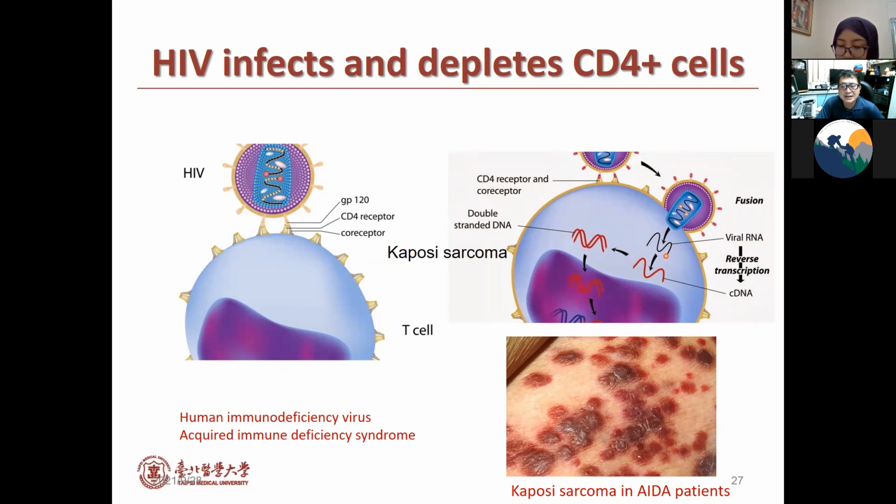So you can see this kind of sarcoma cancer appear in the patient. That's the sign. Kaposi sarcoma is a sign for an individual developing an immunodeficiency disease like AIDS. Okay. So T helper cells are very, very important for their activity.